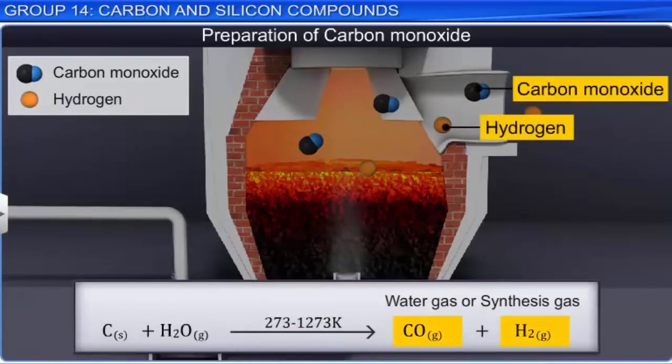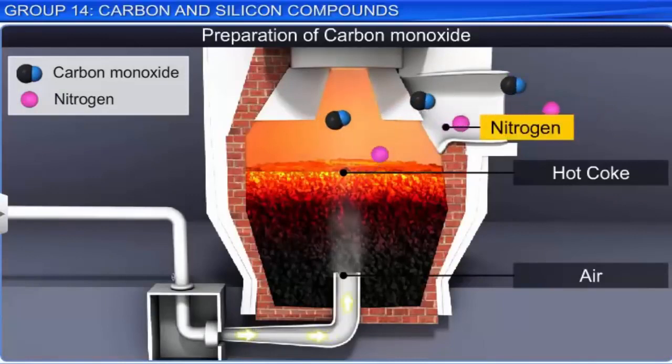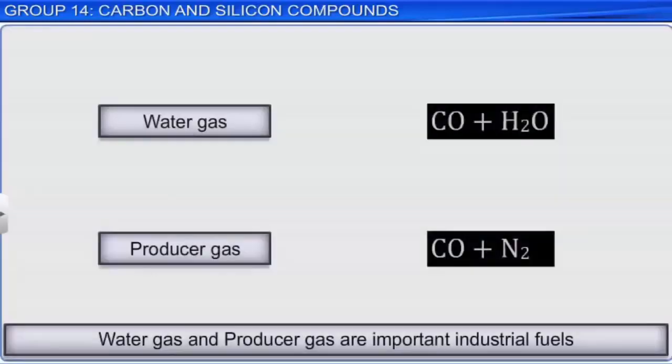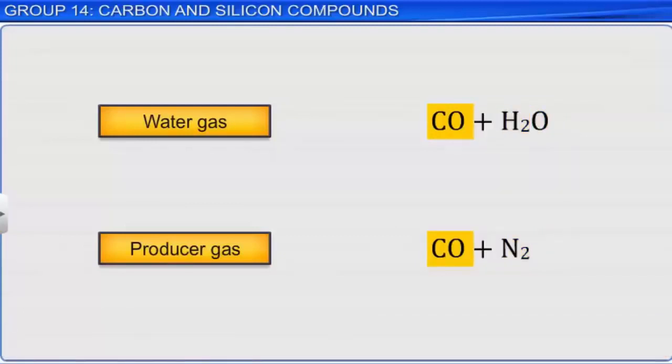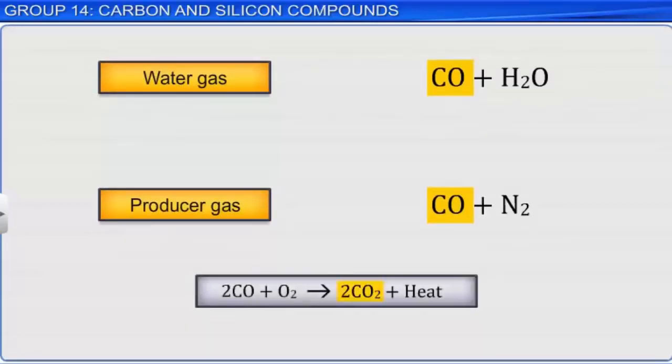This mixture of carbon monoxide and hydrogen is called water gas or synthesis gas. If air is passed over hot coke, nitrogen is produced along with carbon monoxide. The resulting mixture of carbon monoxide and nitrogen is called producer gas. Water gas and producer gas are important industrial fuels. The carbon monoxide in these mixtures can undergo further combustion. This produces carbon dioxide and liberates a great amount of heat.